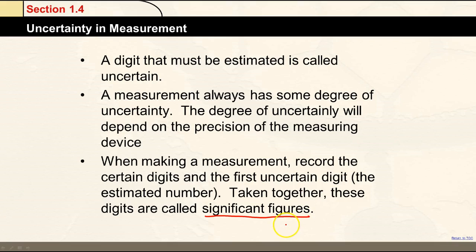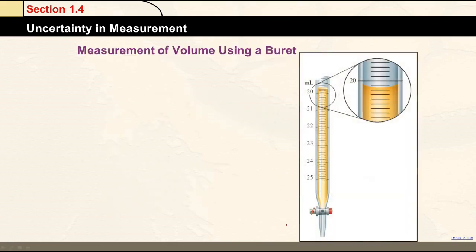And this estimated digit will change. Sometimes it'll be one spot after the decimal place. Sometimes there won't be a decimal place. Sometimes it might be 3 spots after the decimal place. But it depends on the unit or the device that we are using to measure our different things in lab.